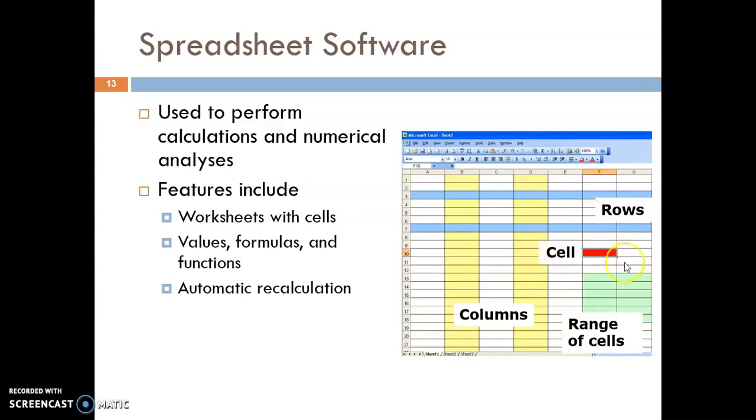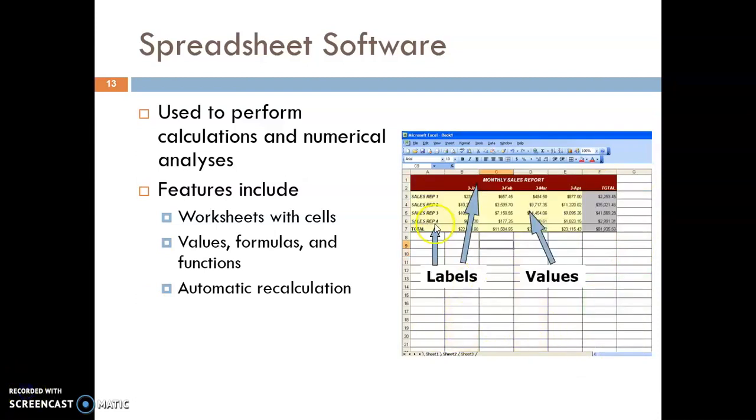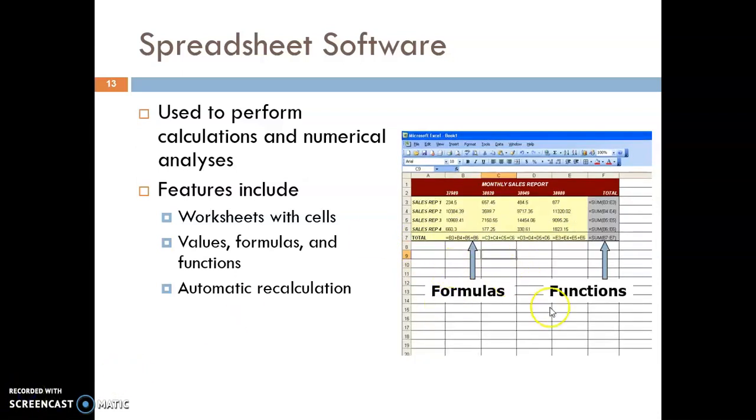Okay, this is the cell, row, range of cells, and also the column. This is a label that identifies the component of the worksheet, and also the value, numeric data, and the title. Okay, this is a formula and also the function. Formula is the equation that we build by ourselves. And functions are formulas pre-programmed into a spreadsheet software.